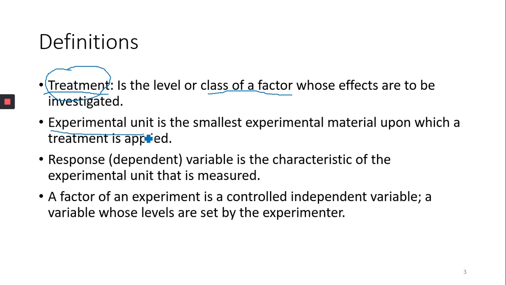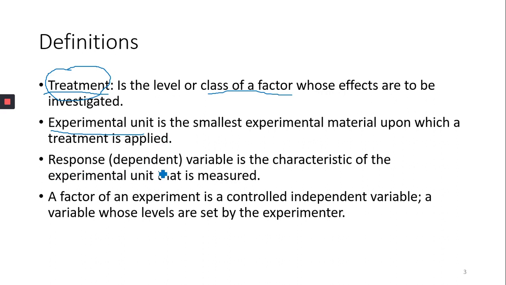Now let's look at an experimental unit. What is an experimental unit? An experimental unit is simply defined as the smallest experimental material upon which a treatment is applied. You see, when you go to the hospital, in the previous example that I've given you, the treatment in this case could be tablets or the pills that you are given, or an injection, or whatever that the medical officer would deem fit. You who is receiving the treatment, you are referred to as an experimental unit. So the experimental unit is the smallest experimental material upon which a treatment is applied. The unit that is receiving the treatment is called an experimental unit.